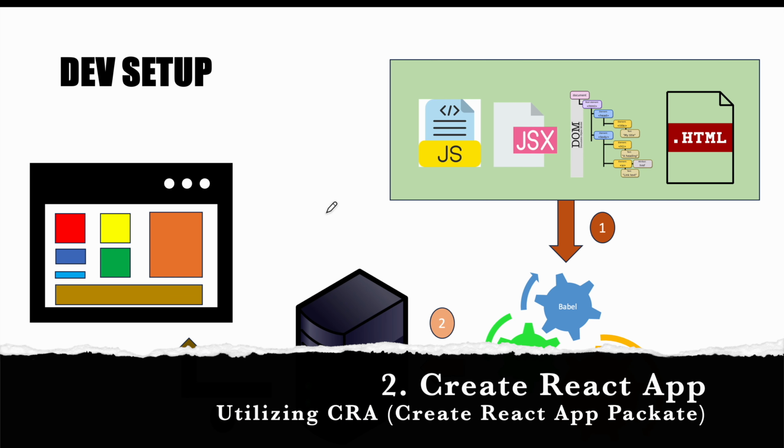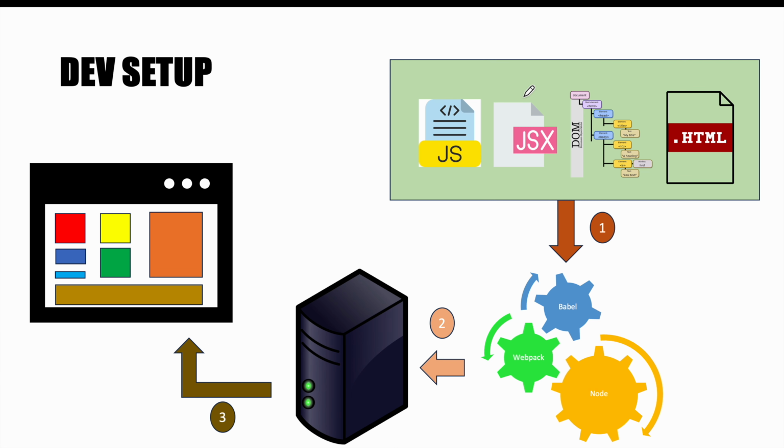So initiating with the dev setup, let's start from here. We have JavaScript files, we have JSX files, we have some static images, we have HTML files. So what we do is with the help of Babel, which like we know is a transpiler, with the help of Webpack, which is used for bundling the JavaScript modules and other assets of the application, and with the help of Node. Node, as you know, is used for building, installing, server-side rendering, etc.